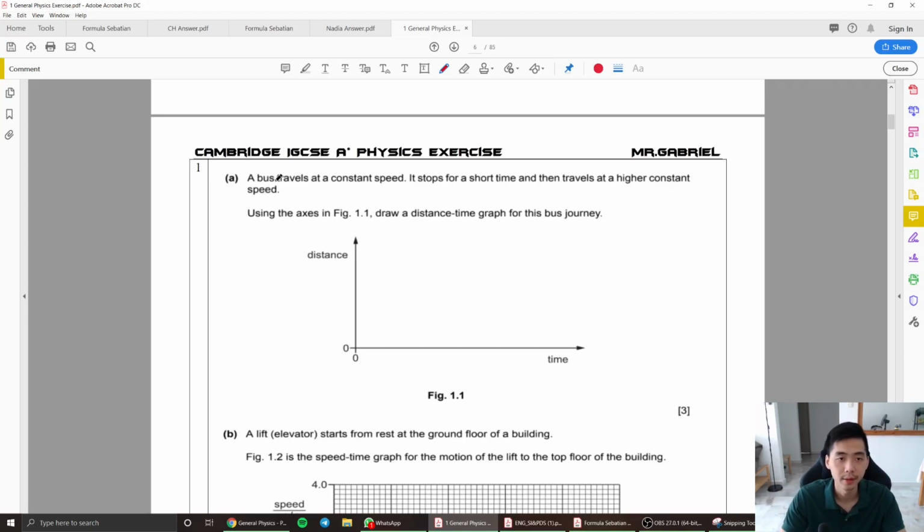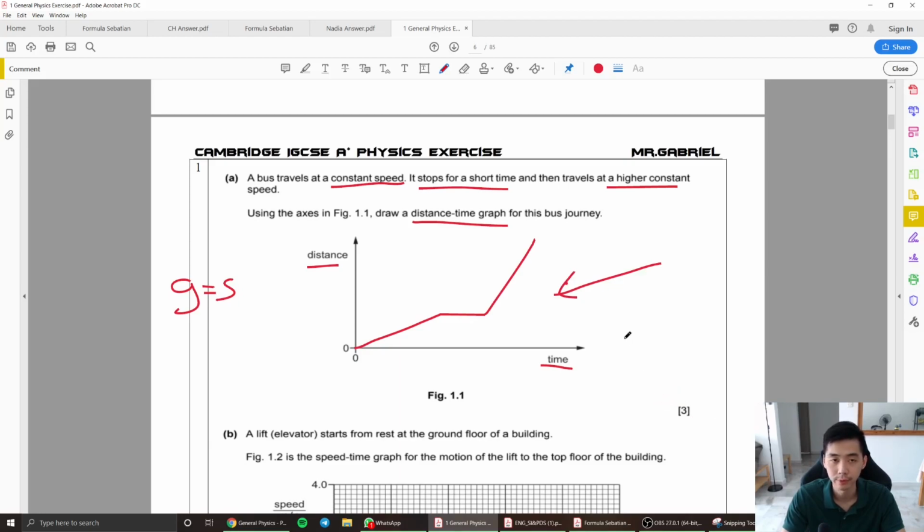Then moving on to the next part here, a bus travels at a constant speed, it stops for a short time, then travels at a higher constant speed. Using the axis in figure 1.1, draw a distance time graph for this bus journey. Yet again, in a distance time graph, the gradient represents the speed. If I have constant speed, I should have constant gradient. It stops for a short time, meaning zero speed, zero gradient. It should be a straight line here, right? And then higher constant speed should have a higher gradient here. So you're supposed to end up with this, and you'll get your free 3 marks here.